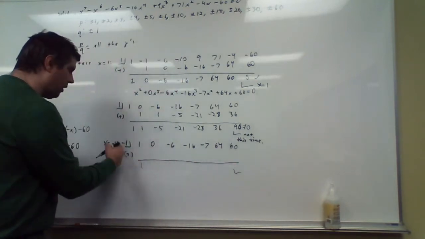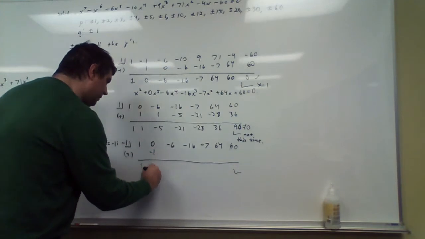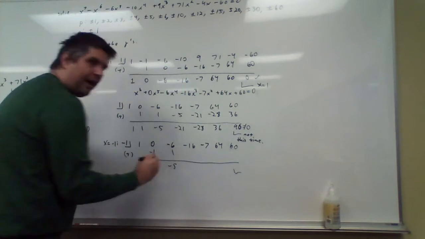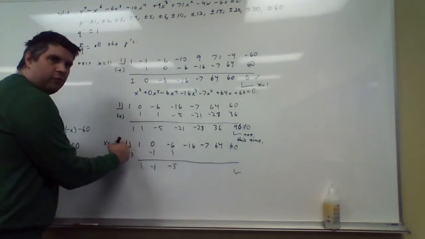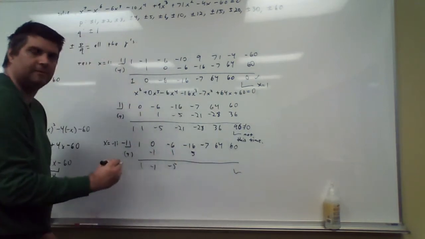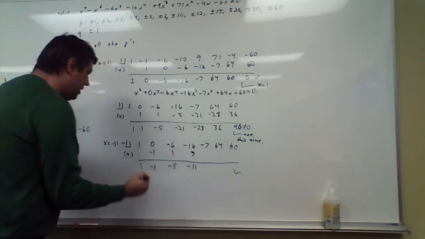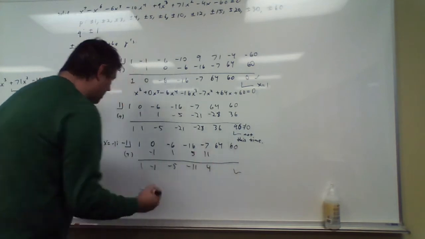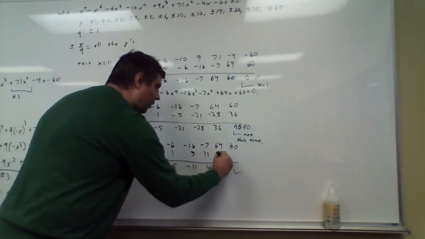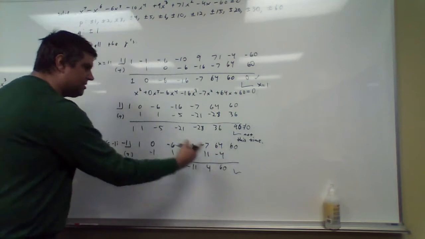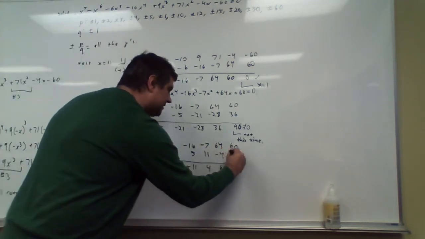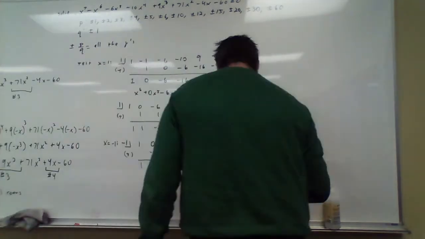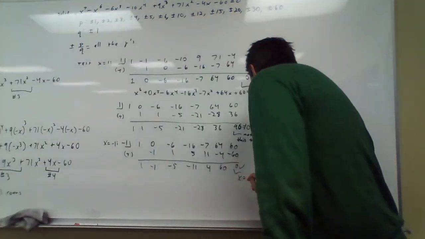Okay, so I'll add. Bring down the 1. 1 times negative 1 is negative 1. That's negative 1. When I add them up, negative 1 times negative 1 is positive 1. That's negative 5. Negative 1 times negative 5 is positive 5. That's a negative 11. Negative 1 times negative 11 is positive 11. That's 4. Negative 1 times 4 is negative 4. That's 60. Negative 1 times 60 is negative 60. That's 0. Okay? So, x equals negative 1.